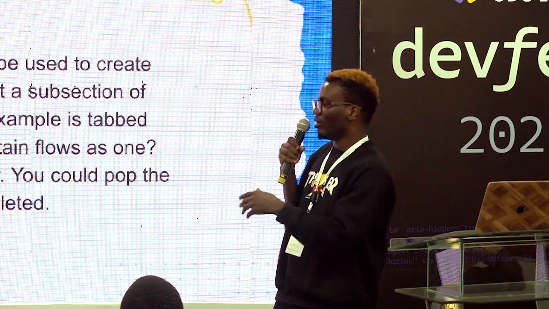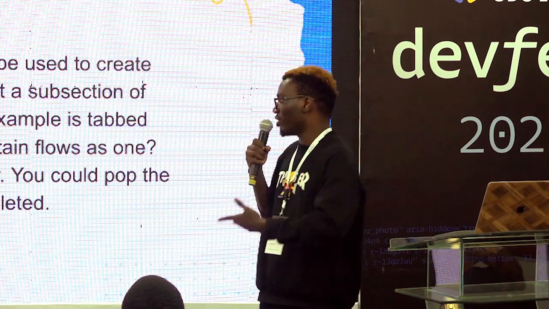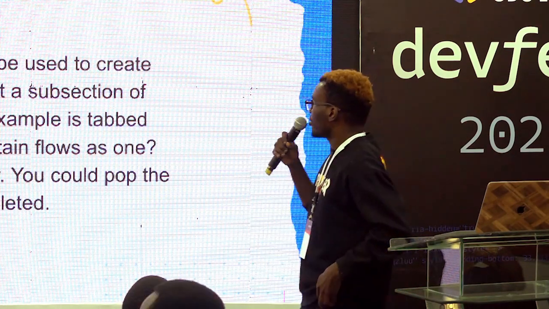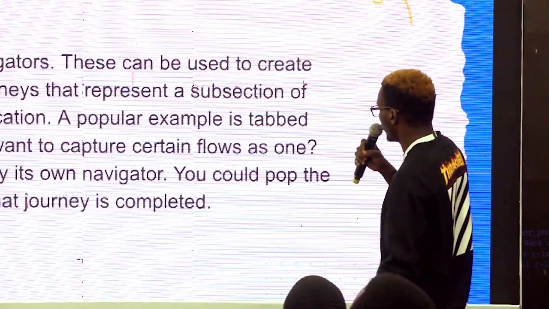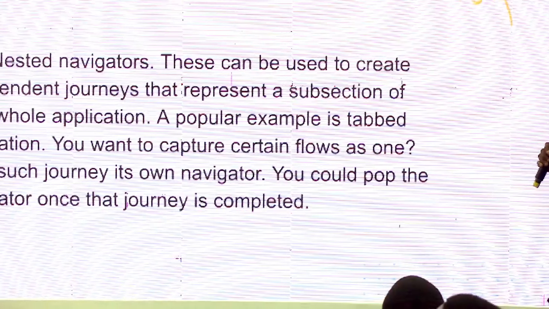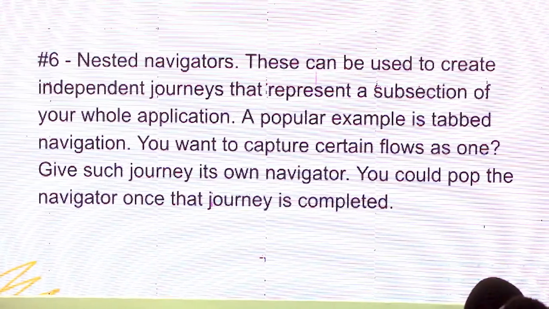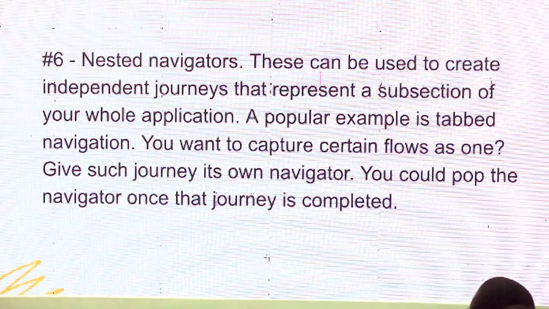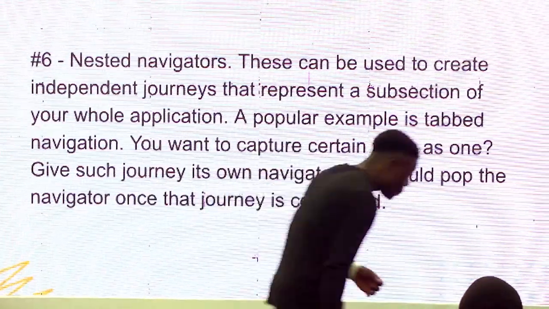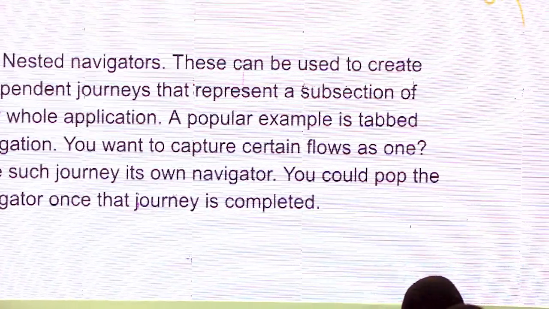That page has been assigned to the sub navigator, so you have to be careful with that. So it said nested navigators can be used to create independent journeys that represent a subsection of your whole application. A popular example is tab navigation. If you want to capture a certain flow as one, you could just give such a journey its own navigator. You could also pop that navigator once the journey is completed.